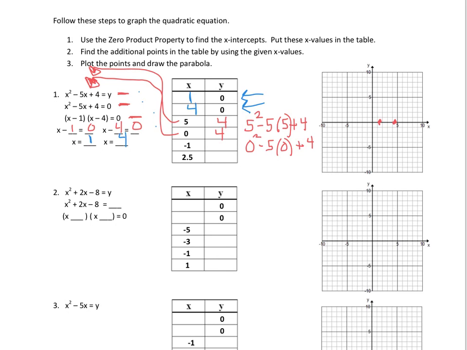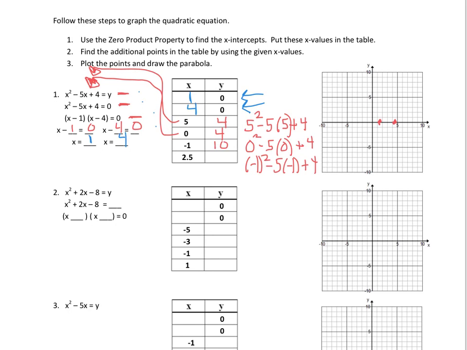Now I'm going to do it for -1. Remember, keep your negatives in parentheses. -1 squared minus 5 times -1 plus 4. -1 squared is 1 minus 5 times -1 plus 4. My answer is 10.